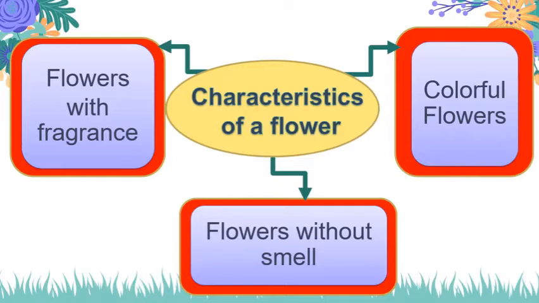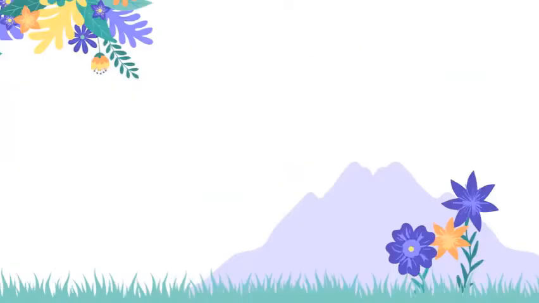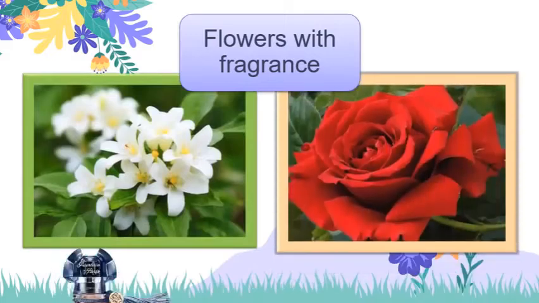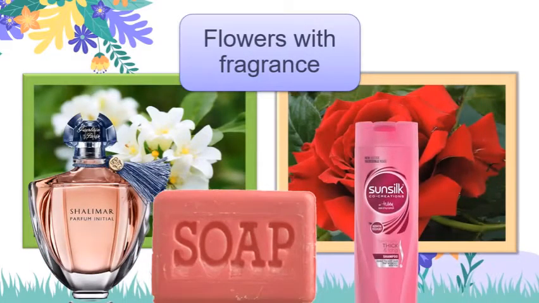Flowers with fragrance. Example of these flowers are jasmine and rose. When you say it has fragrance, meaning it has a very nice smell. It has a good smell that you really want to smell it. Other companies use this as an ingredient in making perfumes, soaps, shampoos, and many more.